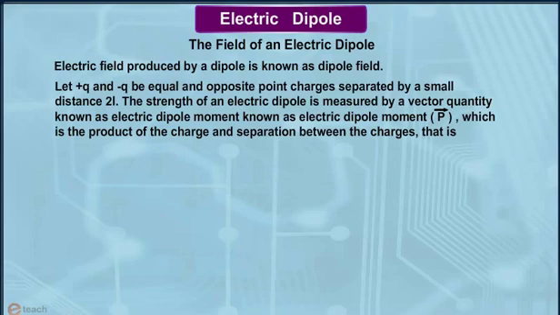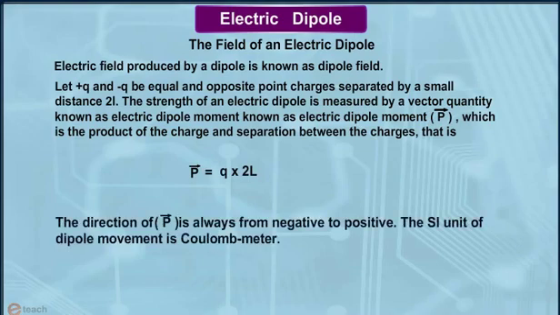The strength of an electric dipole is measured by a vector quantity known as electric dipole moment, which is the product of the charge and separation between the charges. Mathematically, it is represented as shown. The direction of the P vector is always from negative to positive. The SI unit of dipole moment is coulomb meter.